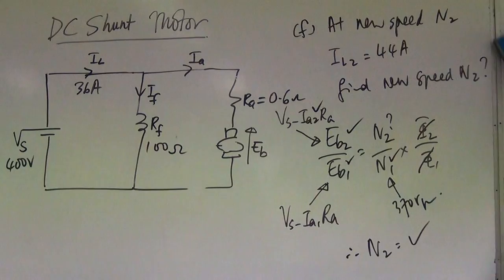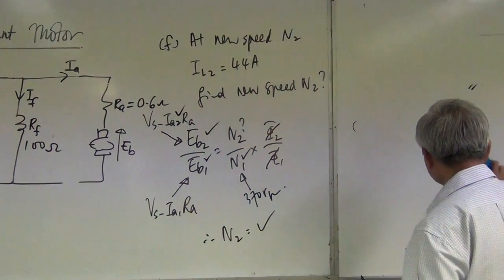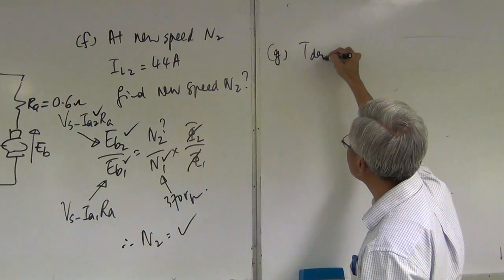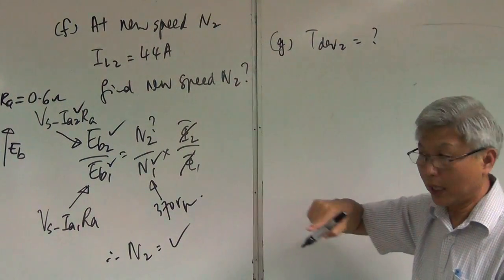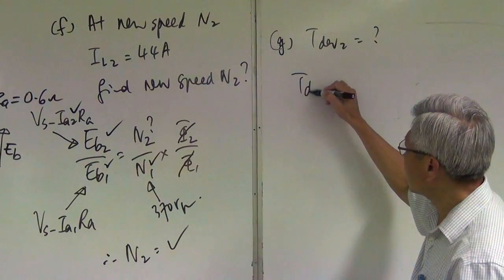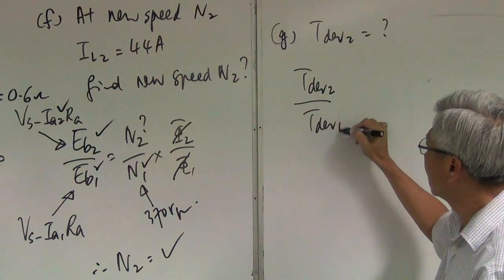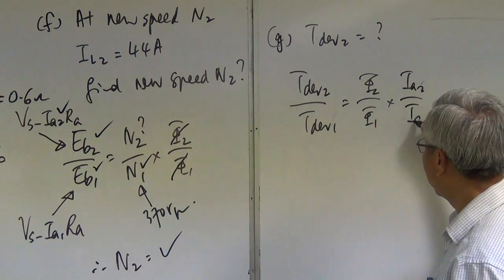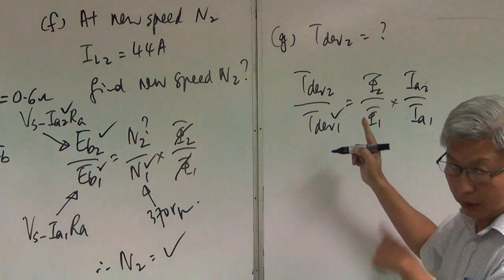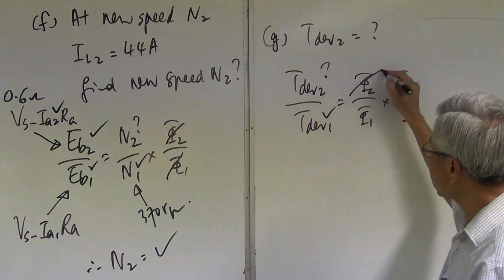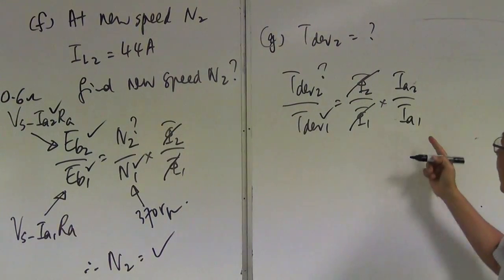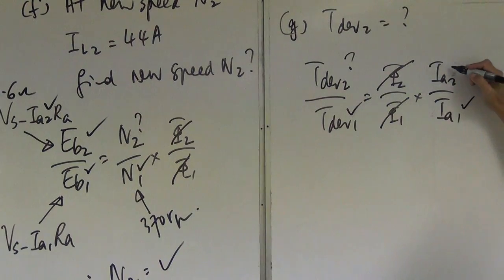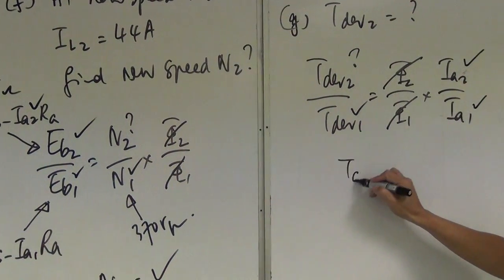Part G. Find the new torque. Find the new torque at the new speed. Then you say, I use this torque 2 over torque 1 equal to flux 2 over flux 1, IA2 over IA1. I know torque 1, calculated already. Flux I cancel, there's no change. IA1 I already calculated just now. IA2 also can be calculated. So therefore torque 2 can be found.